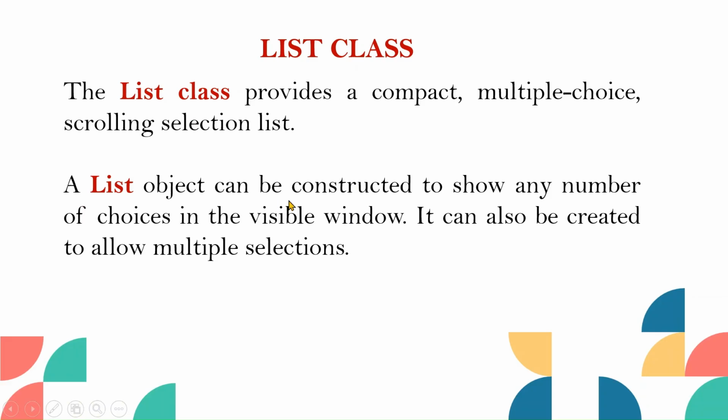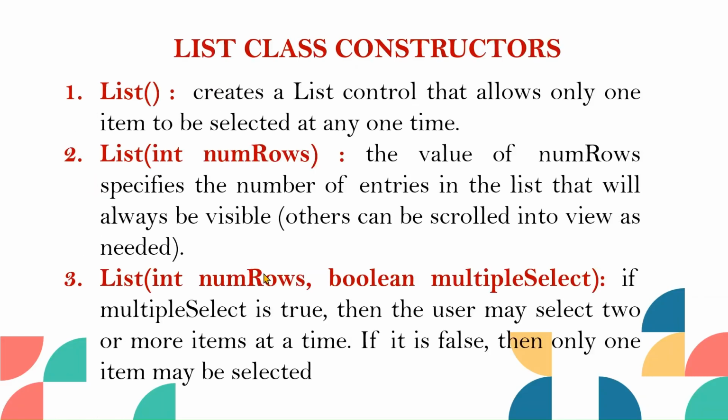A List object can be constructed to show any number of choices in the visible window. So in the previous image, I was showing 5 items. So that is a viewable area, which is called a visible window. And apart from that, you might have so many options where you can use a scroll bar and check out the other elements. It can also be created to allow multiple selections, so more than one element can be selected.